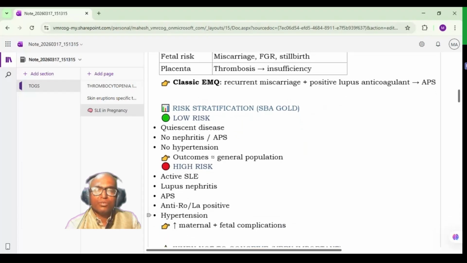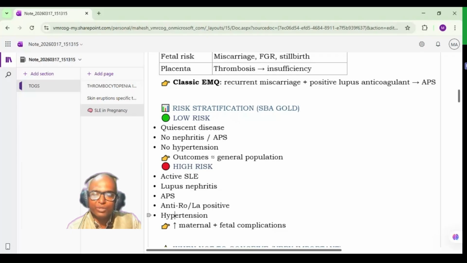Okay, so risk stratification. Which are the patients which are low risk? We have already discussed. If the patient is having active disease at the time of conception, it will be a high risk case. So low risk will be if the disease is quiescent at the time of conception, if there is no nephritis and no antiphospholipid antibodies or antiphospholipid syndrome, if there is no hypertension, the outcome is almost same as general population.